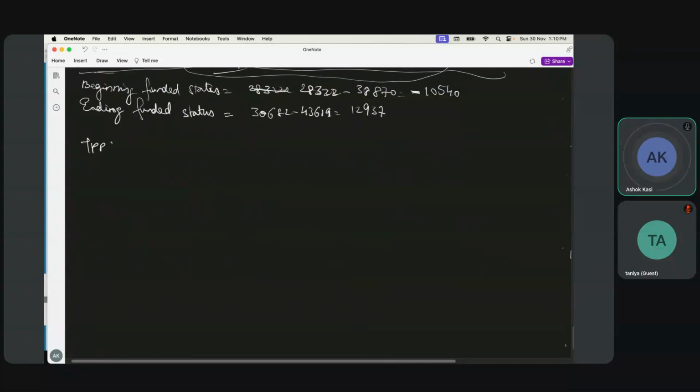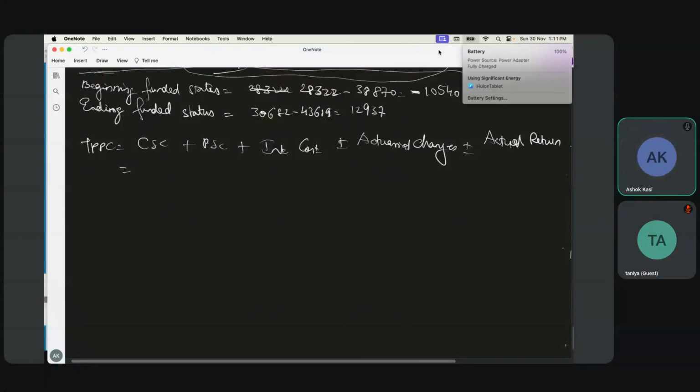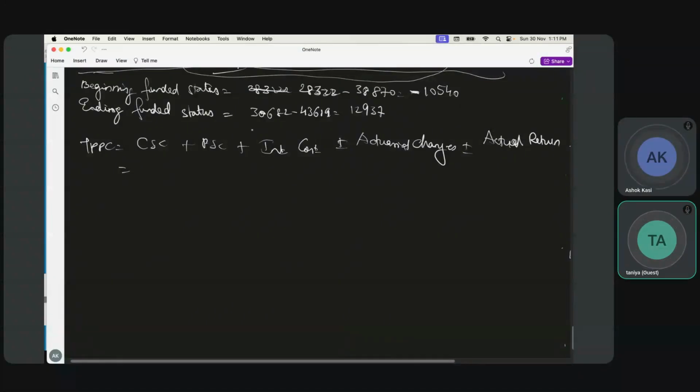So the TPPC formula is CSC plus PSC plus interest cost, plus or minus actuarial changes, plus or minus actual return. So what is CSC? It is 1850. PSC is 0.